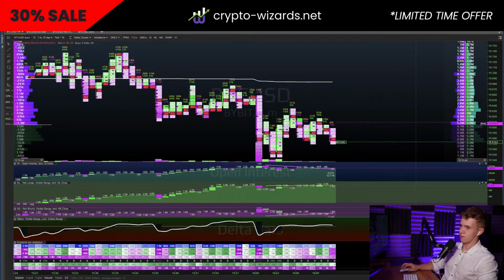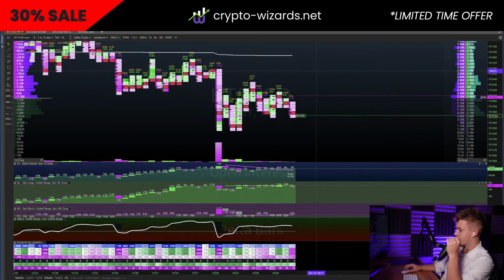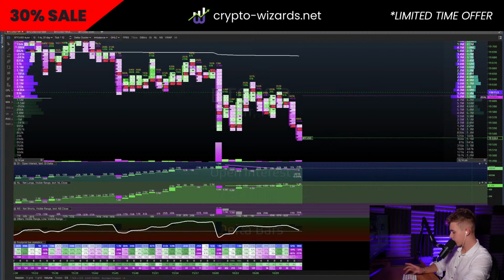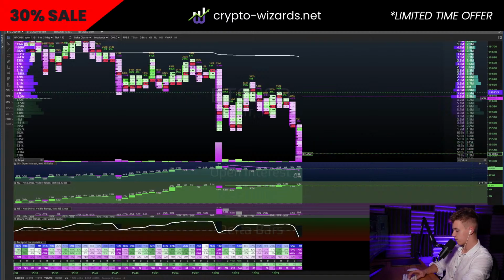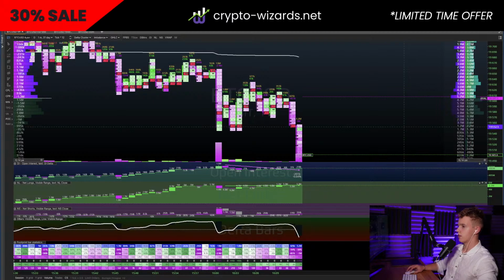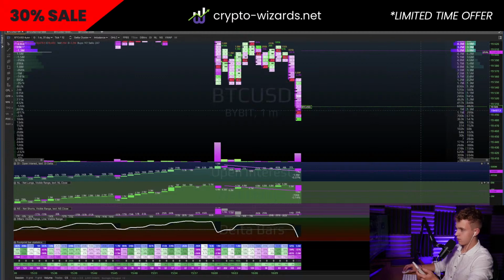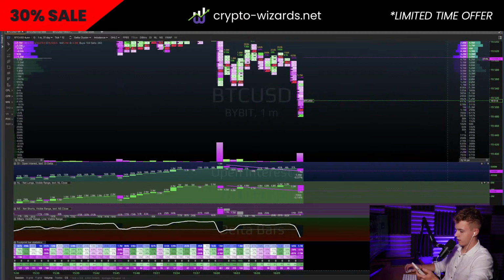Okay, looks like we can break it now, but look at the volume. The volume is just poor, extremely poor, and 90 grand, 100k now, but still extremely poor volume. Look at this. 1,500. Let's go.